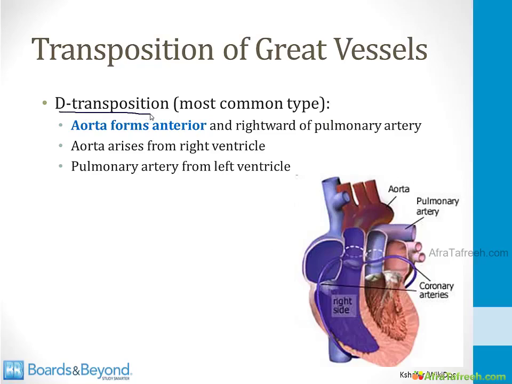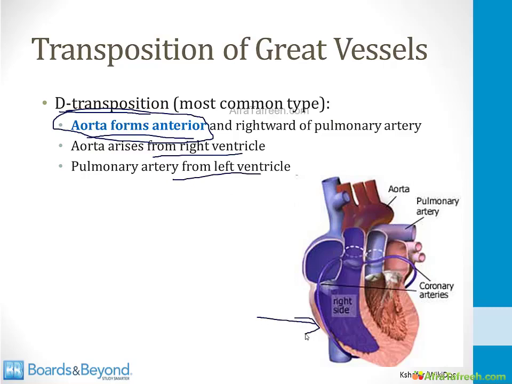In d-transposition of the great vessels, which is the most common type, the aorta forms anterior and rightward of the pulmonary artery. This is what you want to know, that the aorta is anterior instead of posterior to the pulmonary artery. As a result of this, the aorta arises from the right ventricle, as I said before, and the pulmonary artery from the left ventricle. And this is depicted in this cartoon on the screen here. You can see that the right ventricle here is pumping into the aorta, which is now slightly anterior compared to the pulmonary artery. It remains slightly rightward, but now it is anterior to the pulmonary artery.